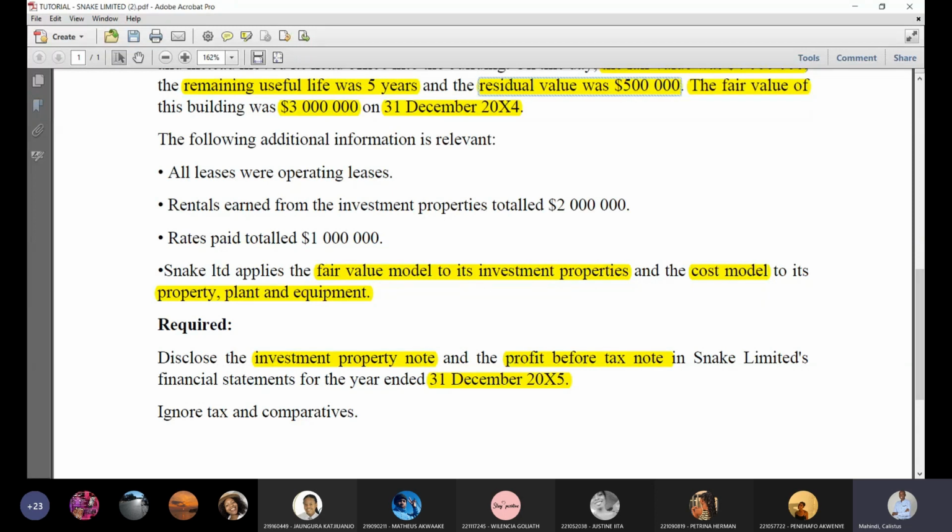So how would I do it? I would do my note first for the profit before tax note, because for the profit before tax note, I know I'm only going to show income and expenses. And here we're given the income. We're given rental income that was earned from the investment properties of 2 million, and we're given rates. So that's an expense that you'd show as part of your profit before tax note. All right, so I just want to show you the profit before tax note, and then I will come back and we will deal with the example.